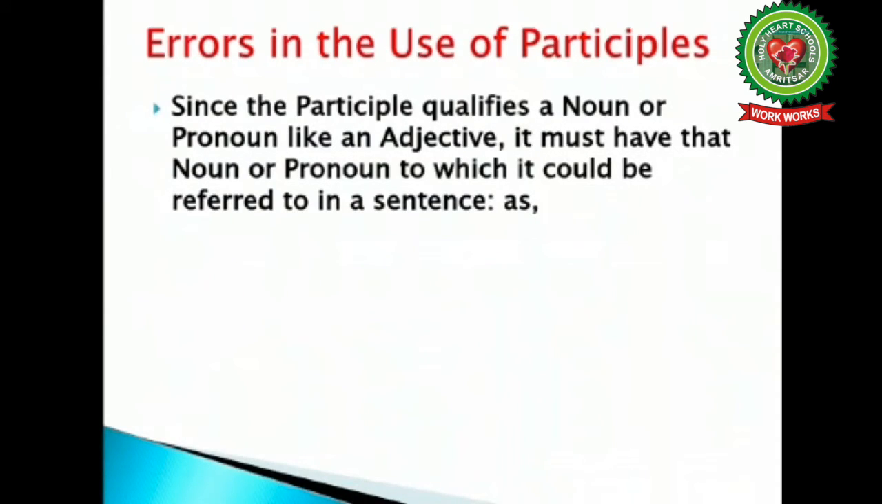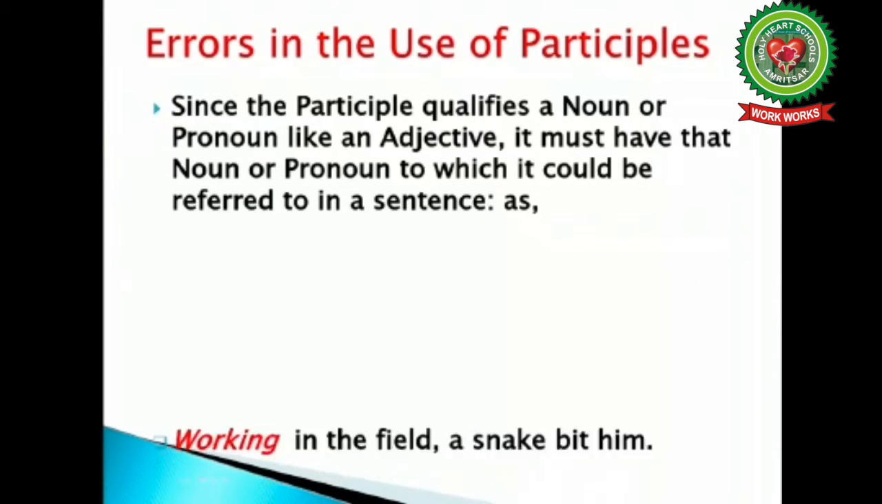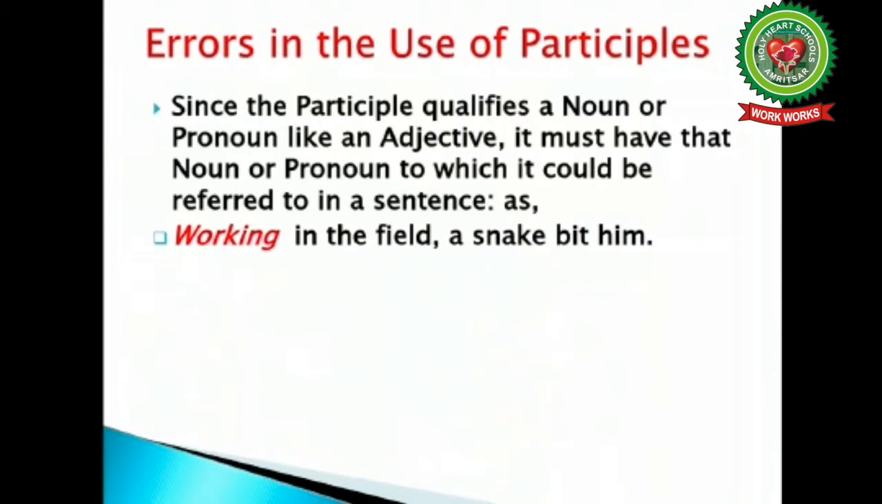Since the participle qualifies a noun or pronoun like an adjective, it must have that noun or pronoun to which it could be referred to in a sentence, as: Working in a field, a snake bit him. Now children, what is wrong with this sentence? The sentence as it stands means that the snake was working in the field. In other words, there is no noun or pronoun to which the participle working refers to.